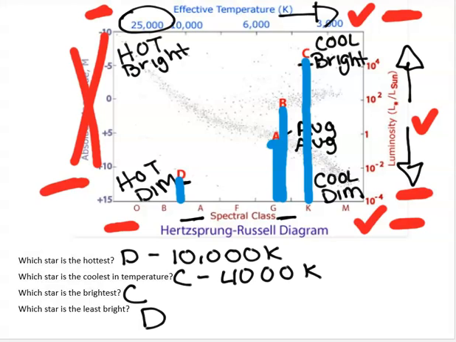So when you get your HR diagram, all of them can look different, but it's really saying the same thing. You want to make sure that you're finding your temperatures, your spectral classes, if they give them to you. Not every HR diagram has that. And then looking at the luminosity or the brightness of the star.